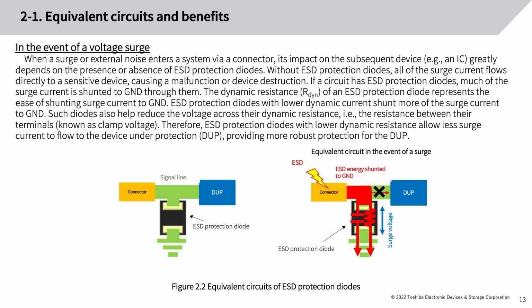The dynamic resistance of an ESD protection diode represents the ease of shunting surge current to ground. ESD protection diodes with lower dynamic resistance shunt more of the surge current to ground. Such diodes also help reduce the voltage across their dynamic resistance, i.e., the resistance between their terminals, known as clamp voltage. Therefore, ESD protection diodes with lower dynamic resistance allow less surge current to flow to the device under protection, DUP, providing more robust protection for the DUP.